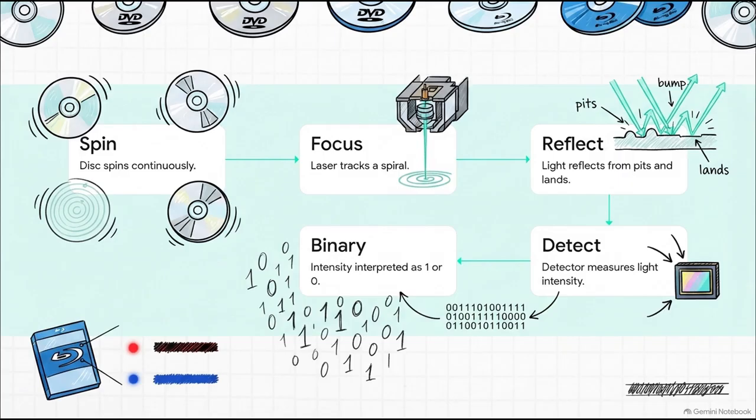And the tighter you can focus that laser, like by using the shorter wavelengths of blue light in a Blu-ray, the more microscopic pits you can pack in, which means way higher capacity.